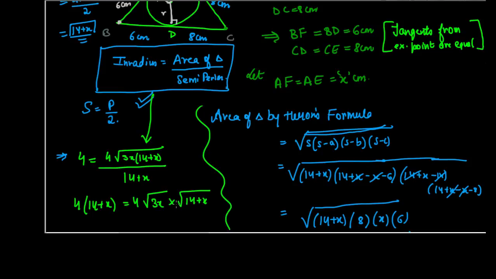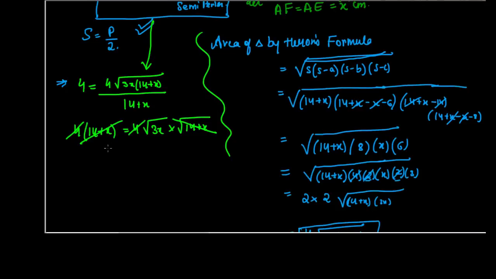Why I'm writing it like this, you'll understand in a while. It'll be easier for our calculation. So here 4 and 4 get cancelled. Now you see 14 plus x and root 14 plus x. Now can I cancel this and this? Yes, because root 14 plus x into root 14 plus x is 14 plus x, right? So this will become root 14 plus x, because this into this will be this.